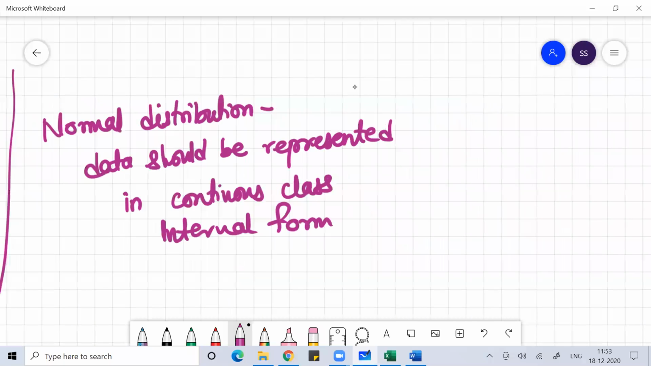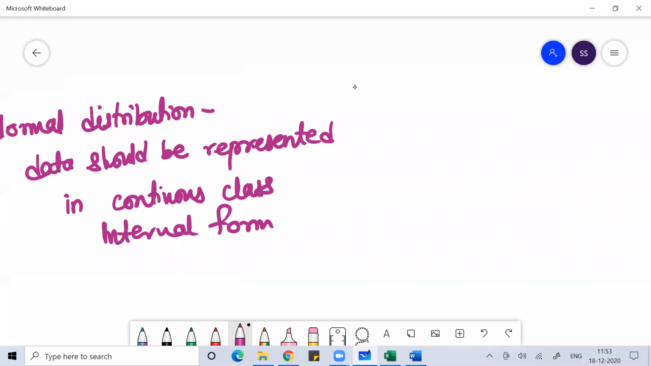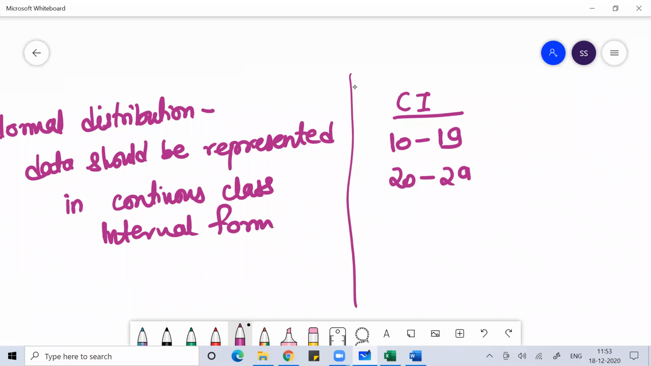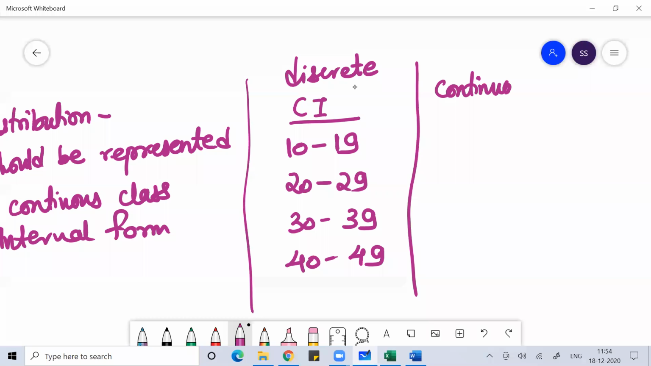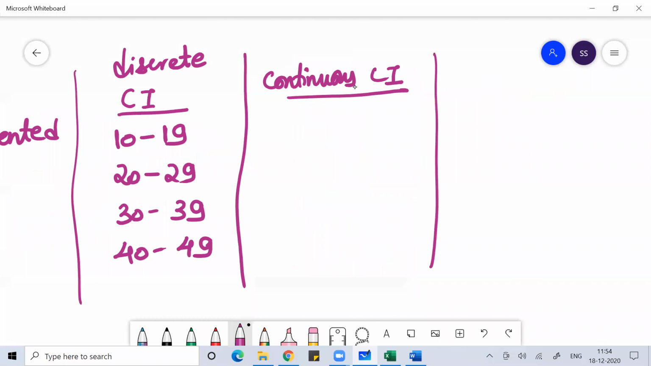Because your data should be represented in the continuous class interval form, in case you see a class interval which is discrete in nature, you have to convert the discrete class interval into a continuous class interval. Whenever you get a problem, you have to do this conversion. So how will you convert the discrete class interval into continuous class interval?